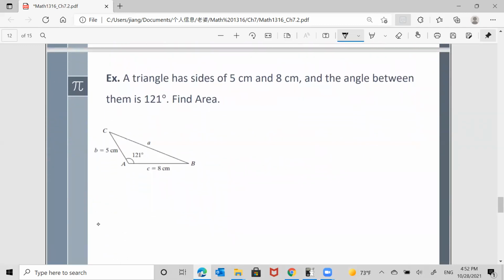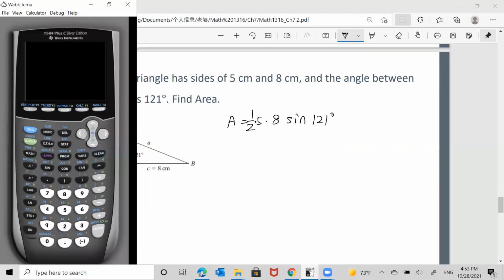Okay, let's see if we can find the area for a triangle by the given information. They gave us two sides. One is 5 centimeter, another one is 8 centimeter. And the angle between these two is 121 degrees. So the area equals one side times one side, 5 times 8. Oh, sorry, I forgot 1/2 in front. 1/2 times 5 times 8, sine the angle between these two sides. That's 121 degrees. Use a calculator.